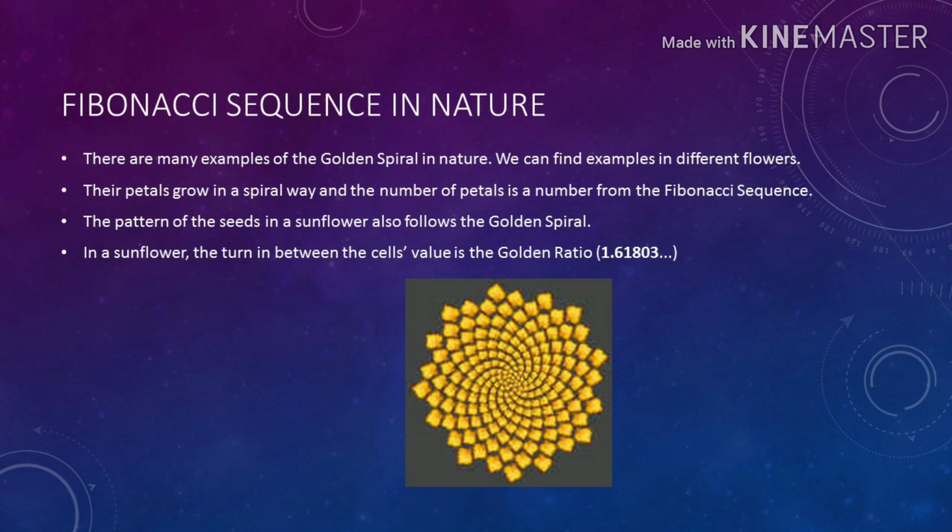Fibonacci sequence in nature. There are many examples of the golden spiral in nature. We can find examples in different flowers. Their petals grow in a spiral way, and the number of petals is a number from the Fibonacci sequence. The pattern of the seeds in a sunflower also follows the golden spiral. In a sunflower, the turn in between the cells is the golden ratio, 1.61803.